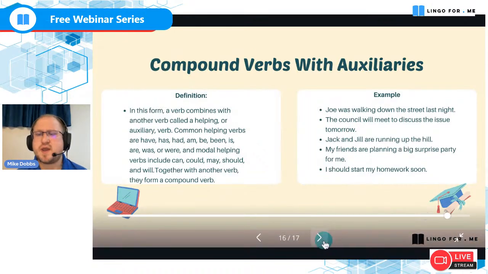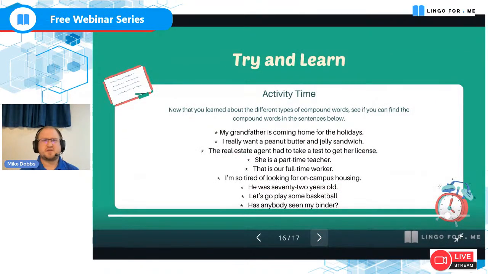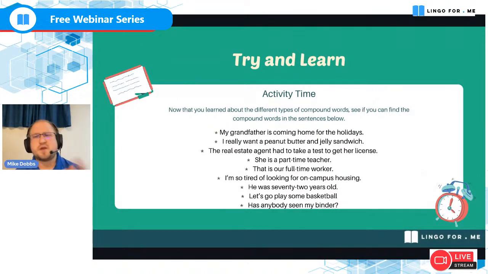And let's go on to the next here. So we'll do some activities. Again, if you have questions, let me know. If not, you can follow along at home. You can type in the chat box if you have the answer. So now that you learned about the different types of compound words, see if you can find the compound words in the sentences below. So here's a little activity. Again, you can practice at your home, type it in the chat box, or just see if you can find out what it is. So my grandfather is coming home for the holidays.